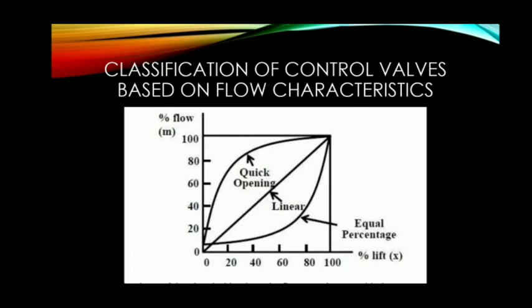Classification of control valves based on flow characteristics. Flow characteristics describe how the flow rate changes with the movement or lift of the stem. The shape of the plug primarily decides the flow characteristics. The flow characteristic of a valve is normally defined in terms of inherent characteristics and effective characteristics.